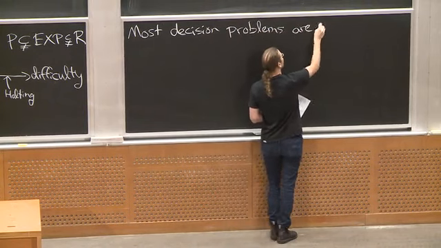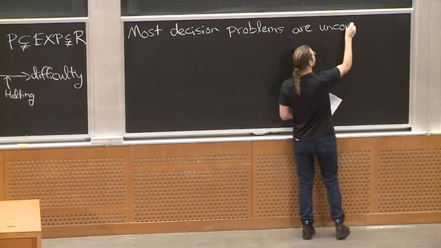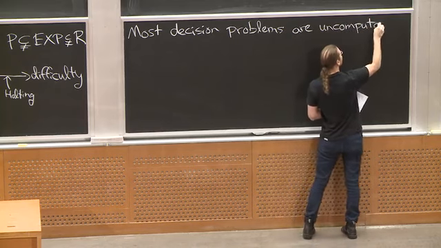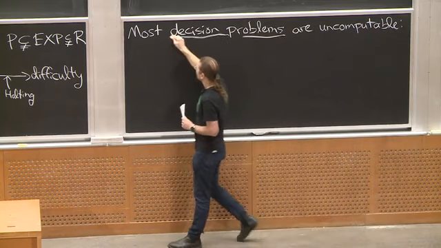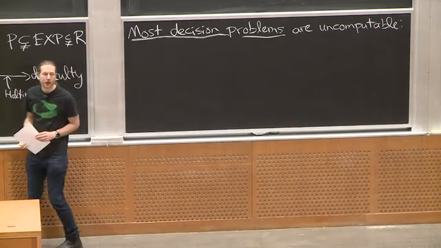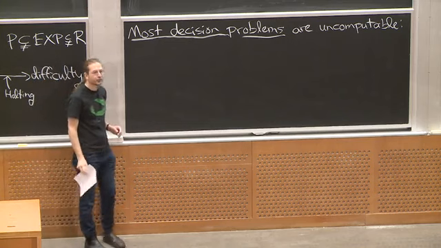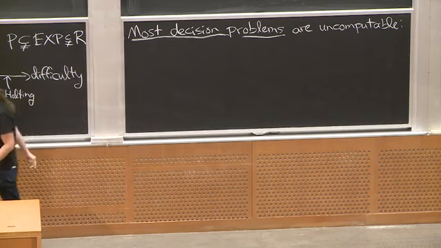So remember, decision problems are problems where the answer is just yes or no. This is a very special kind of problem. And even those, almost all of them, cannot be solved. So halting is an example of a problem we can't solve.